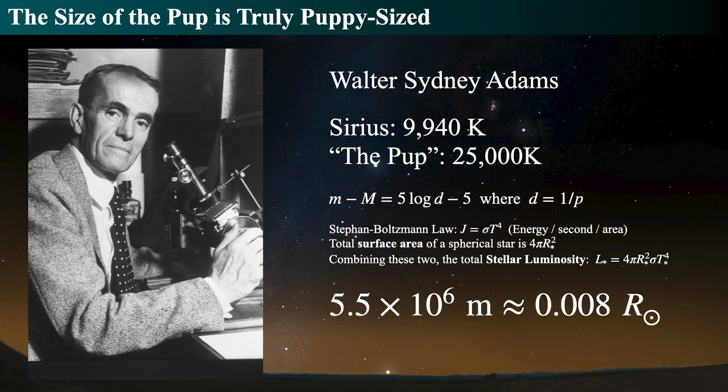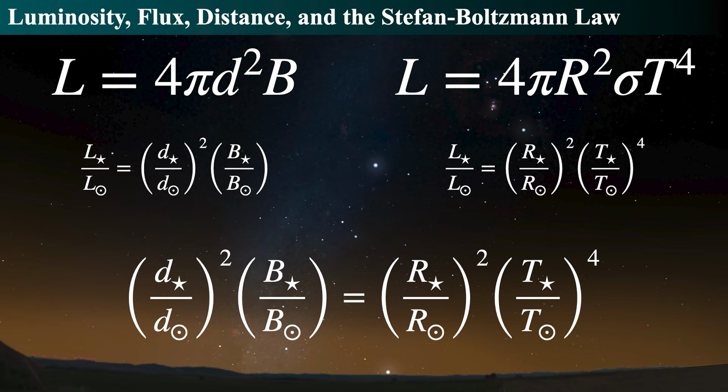A radius of 0.008 solar radii is roughly the size of the Earth. This is the white dwarf shock, nearly a solar mass compressed into a planet-size scale. Let's look at how he did this.